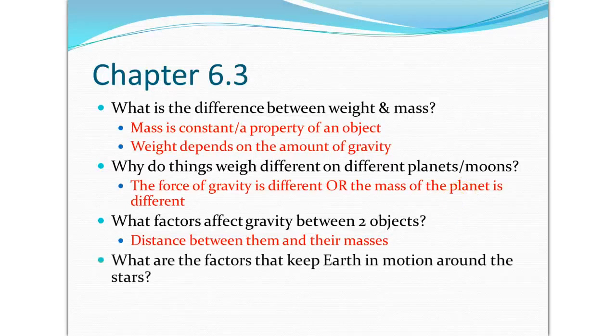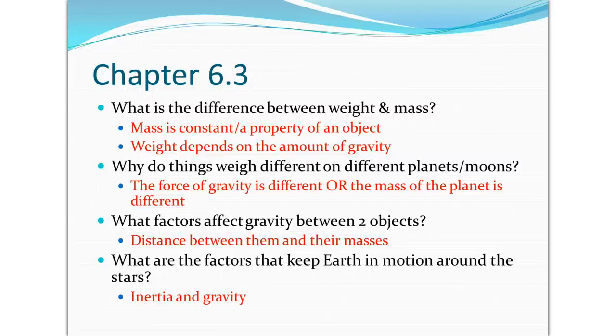What are the factors that keep Earth in motion around the stars? Again, there's two of them. Inertia. Inertia is the reason the Kleenex box goes flying through your car. It's the reason why you need to wear a seatbelt. All objects want to keep going in a straight line, and you need to have some sort of force stop them from doing that or cause them to move, because inertia is also the resistance to movement. It's both ways. And of course, gravity.